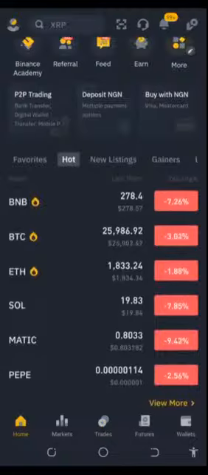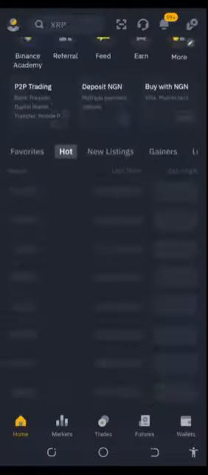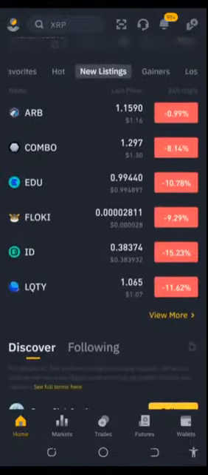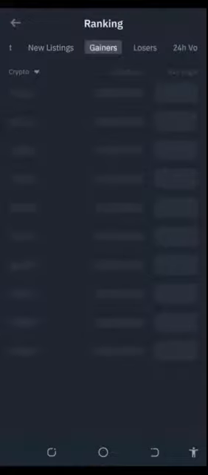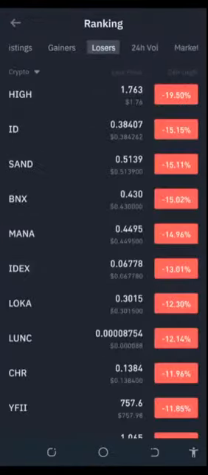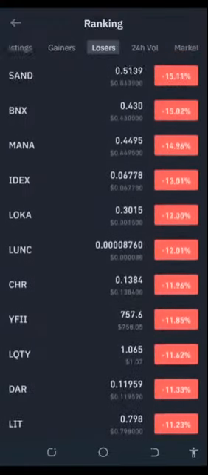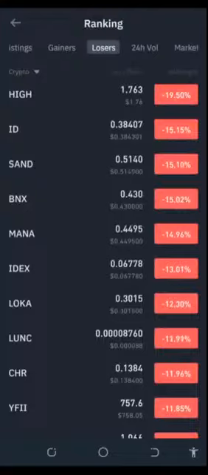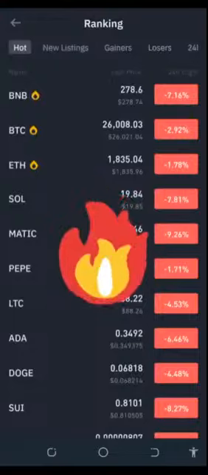Normally, you should go, I mean, it's currently on hot. But if you look at it on new listings, you might find it somewhere there. Pepper is on the new listings, but it's not high up. It's just somewhere down. If you look at the gainers, I don't think it's there for now. It's actually on losers. Oh, it's not even there right now because right now it's picked up. It's currently on hot. It's really, really hot right now.